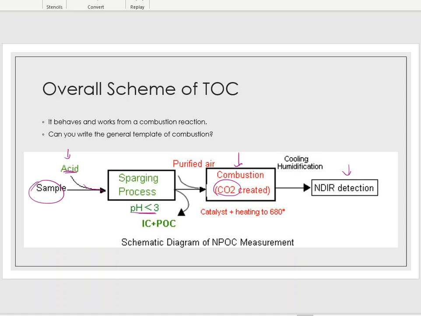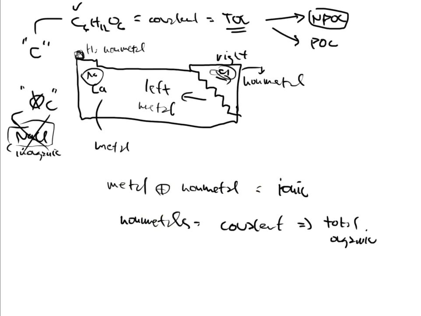All right? So overall, this is what's happening on the inside of the machine. I'll take a sample in, mix it with some acid, sparge it, mix it with some air, allow it to combust, and then have that product, carbon dioxide, go into an NDIR detector, or simply something that sees the CO2, the detection. That's what we're after. All right. So a little bit about the combustion. So let me clear the screen out so you can follow me.